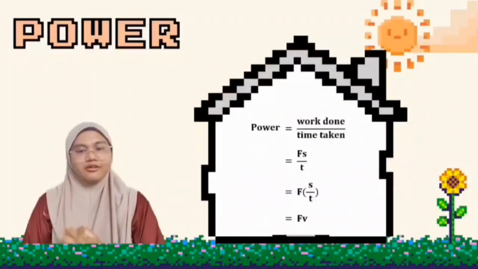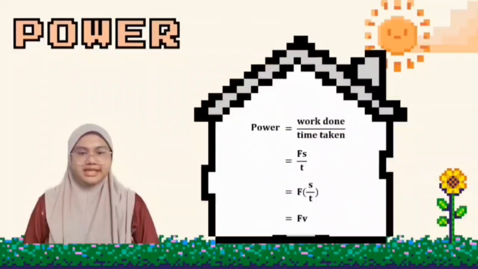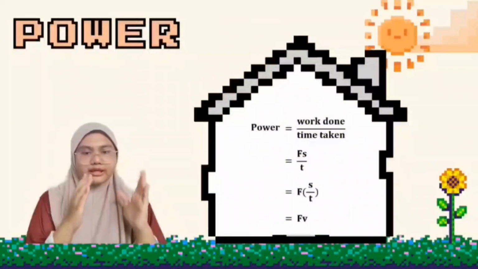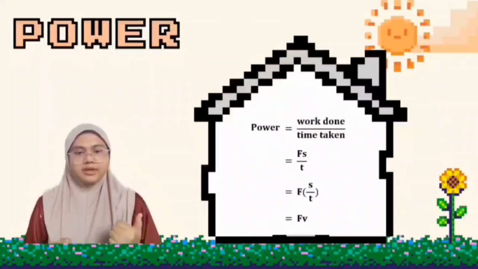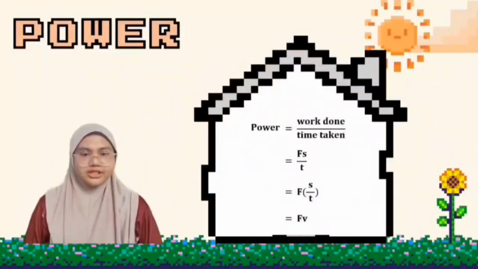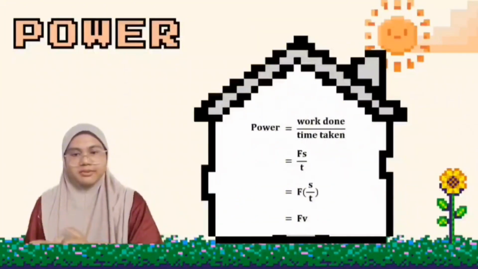The basic formula of power is work done over time. Work can be represented as force multiplied by distance. We can rearrange it into force multiplied by distance over time. Distance over time is velocity. So, power is equal to force multiplied by velocity.